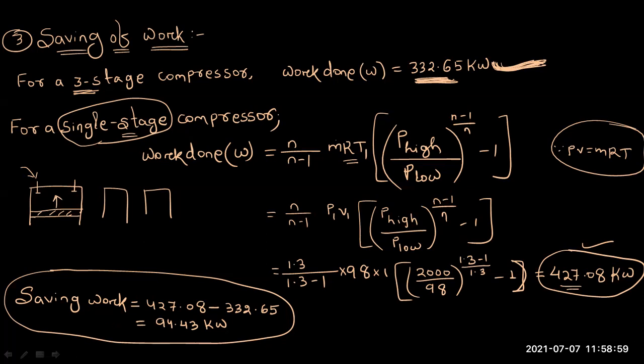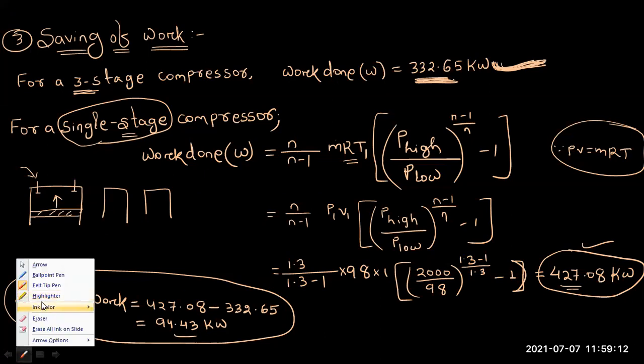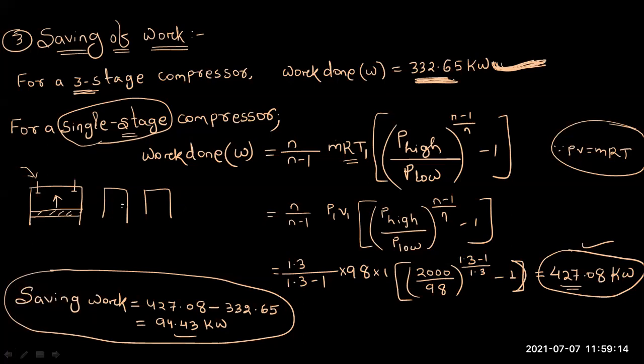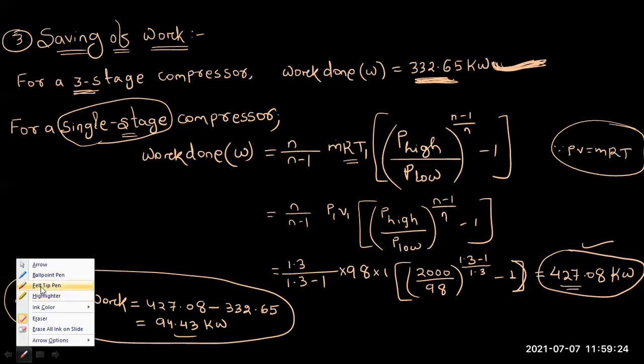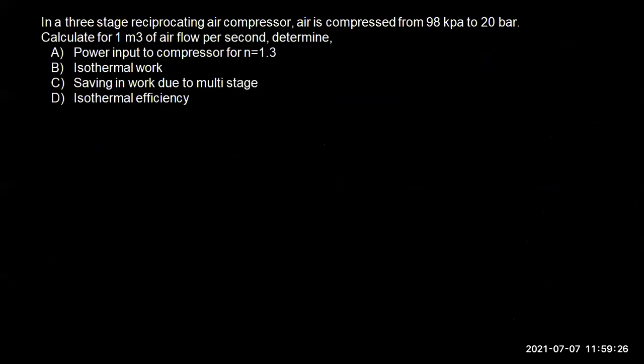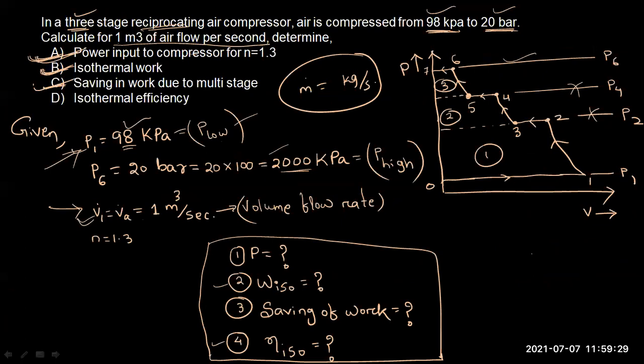And how much work can we save? For a single stage, it is 427. For a 3-stage, it is 332. So 427 minus 332, 94 kilowatt we can save if we go for a 3-stage compressor. So this is the work done that we can save over here. Now the last part we will find out, then we will solve this problem. Okay, this part also is completed.